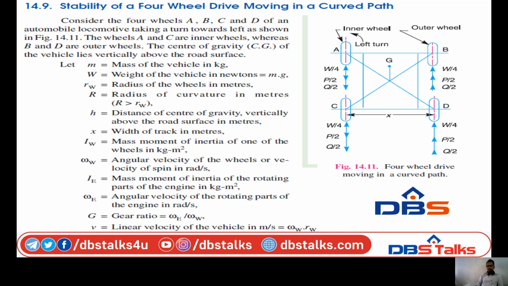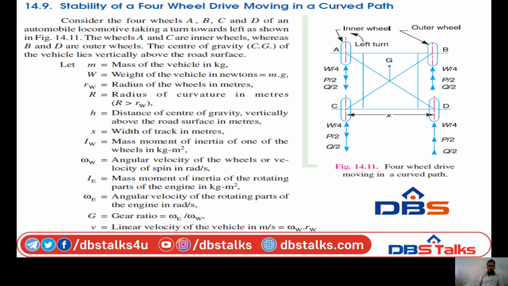The wheels are mostly all equally sized. Here we are taking an automobile car, where the front and rear wheels, all four wheels, are of the same size. So we have the radius of wheels in meters, and the radius of curvature, that is the radius of the turning path, which is to be larger. We represent this clearly: r, the radius of curvature, is always greater than rw, the radius of wheels.